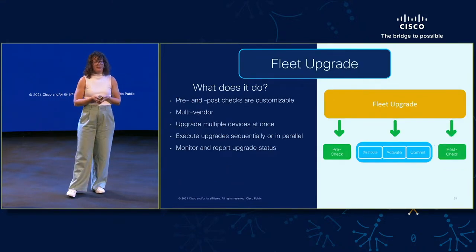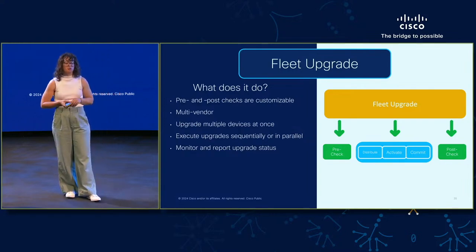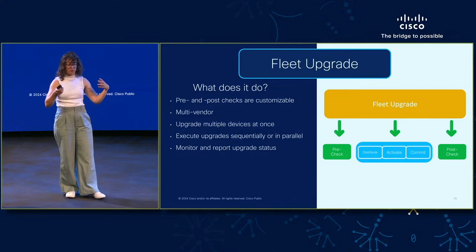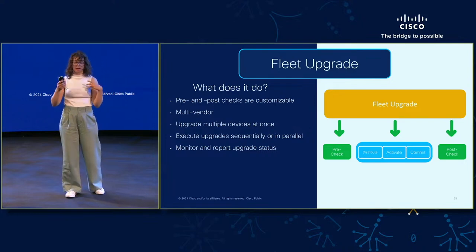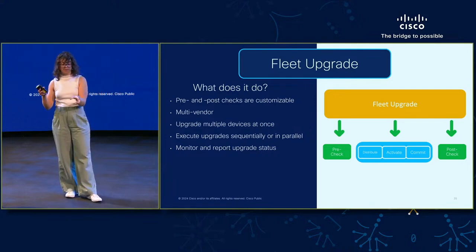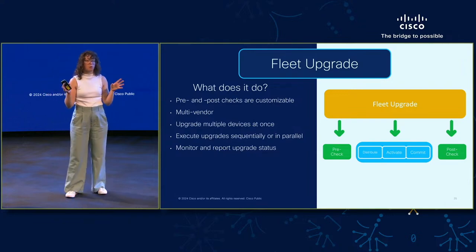Fleet upgrade, this is one that people love. We get a lot of feedback on it. This is an example of where you can use CWM to customize what you're doing, right? We have these pre and post checks built on either side of the core fleet upgrade features, which are distribute, activate, and commit. But what we found with each of our users is that the pre and post checks, the MOPs for each of those, are very custom. Everybody has their own way of doing it.